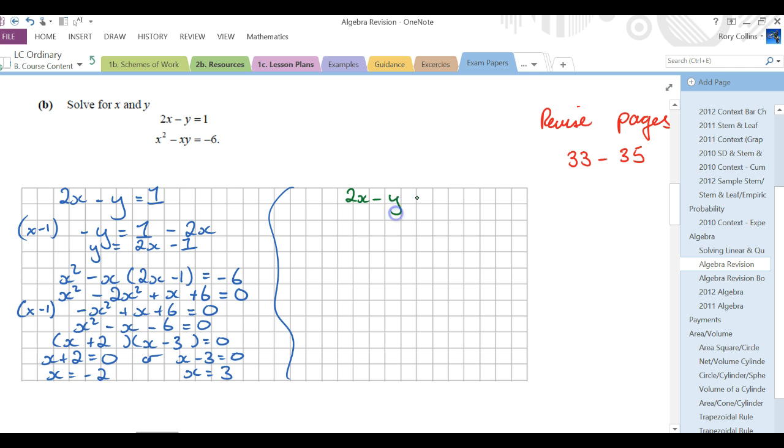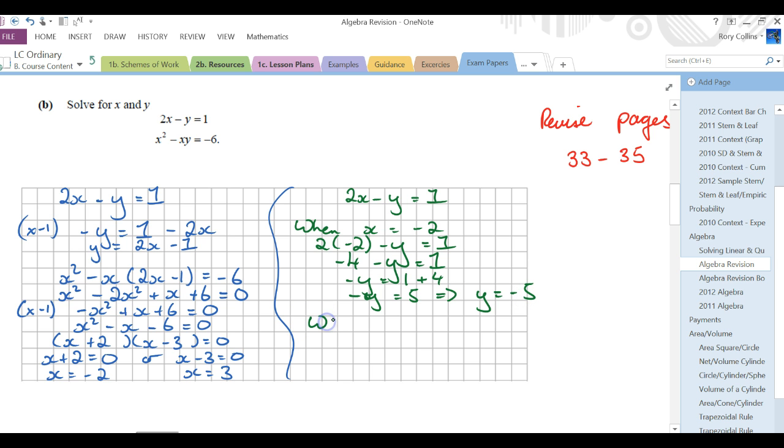2x minus y equals 1. Let us find the value of y when x equals minus 2 first. Giving me 2 times minus 2, subtract y equals 1. 2 by negative 2 is negative 4, minus y equals 1. Giving me minus y equals 1 plus 4, minus y equals 5, therefore y equals negative 5.